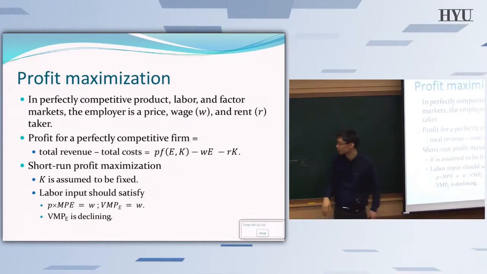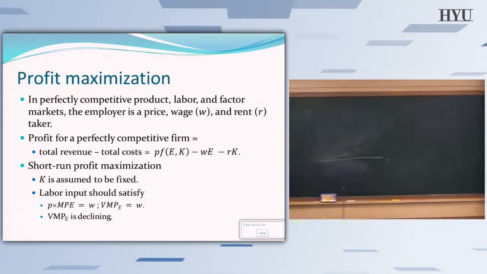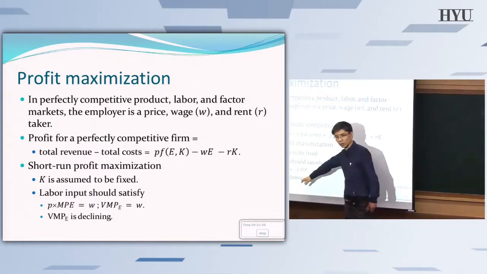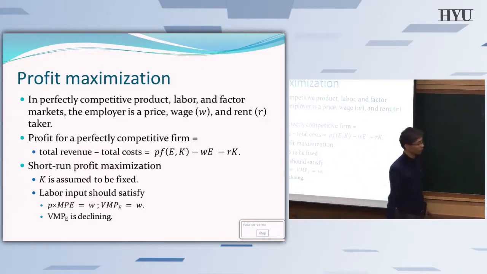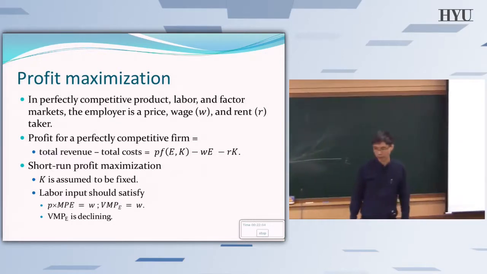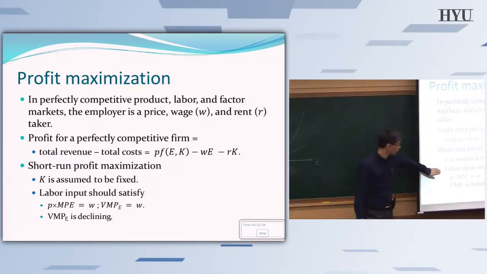Okay. So this is a very basic condition that you should know: in the short run, VMP equals W and VMP is declining is the profit maximizing condition. So labor input will be determined at the point where this condition is satisfied. Okay?